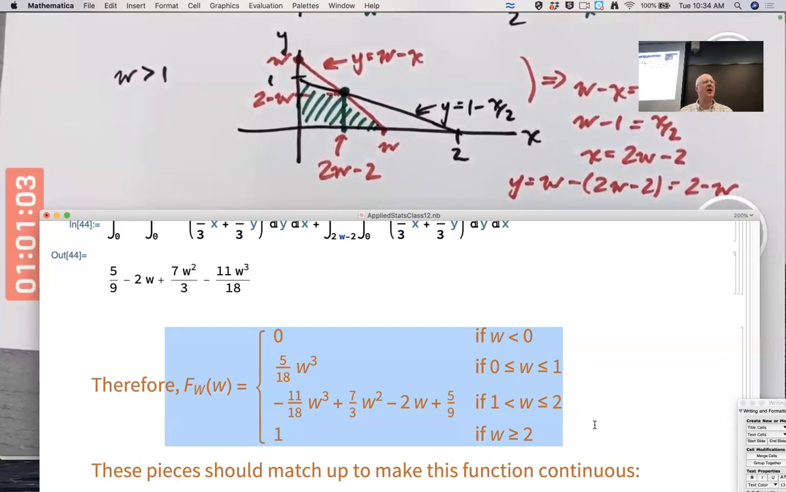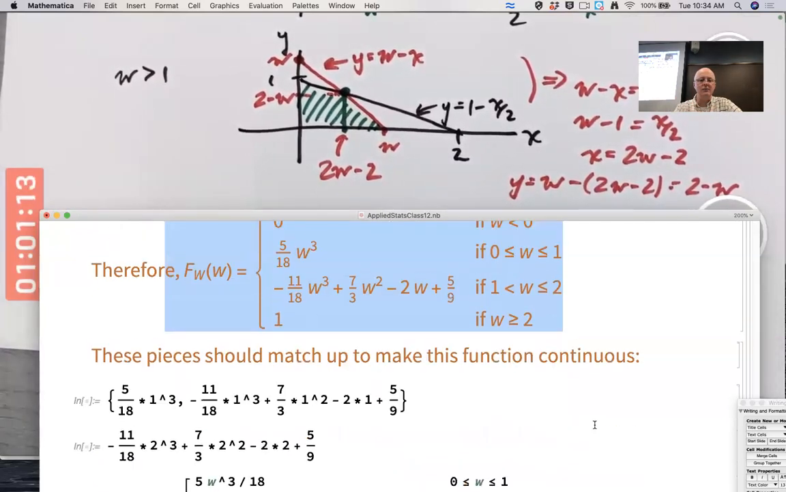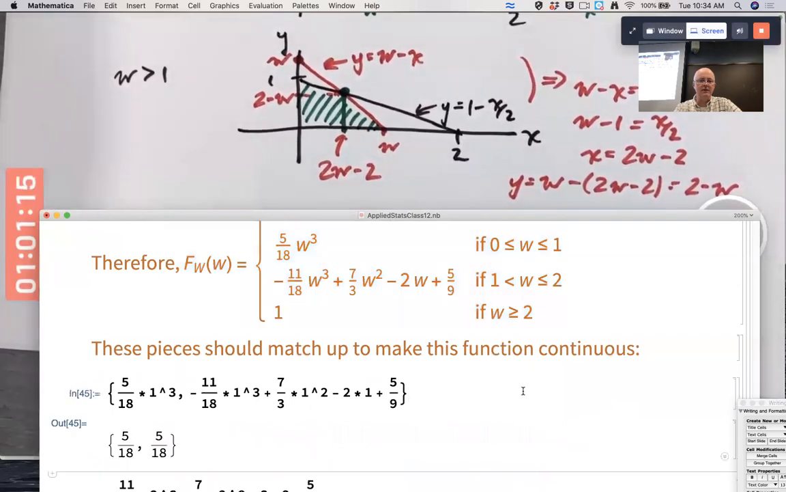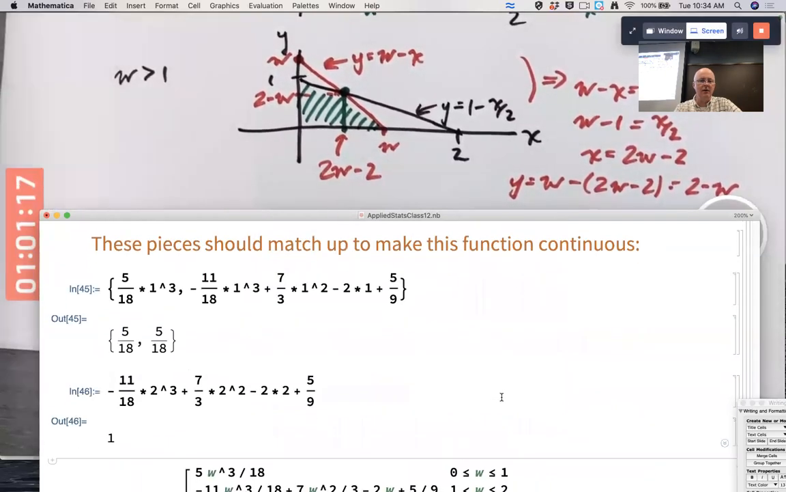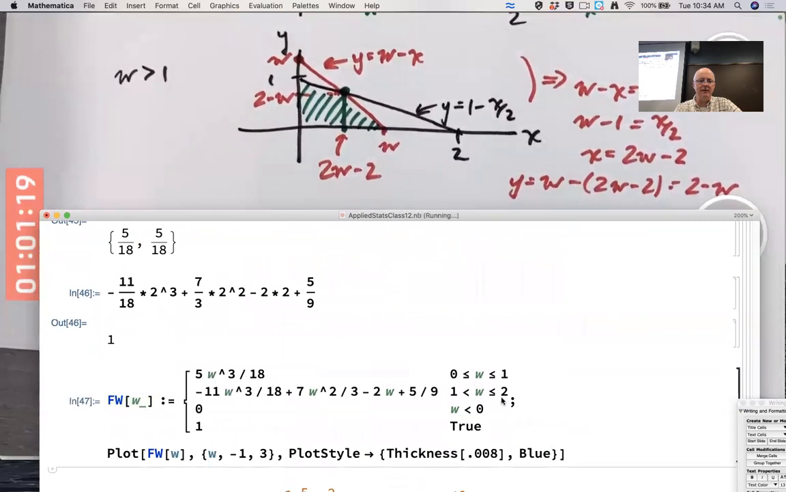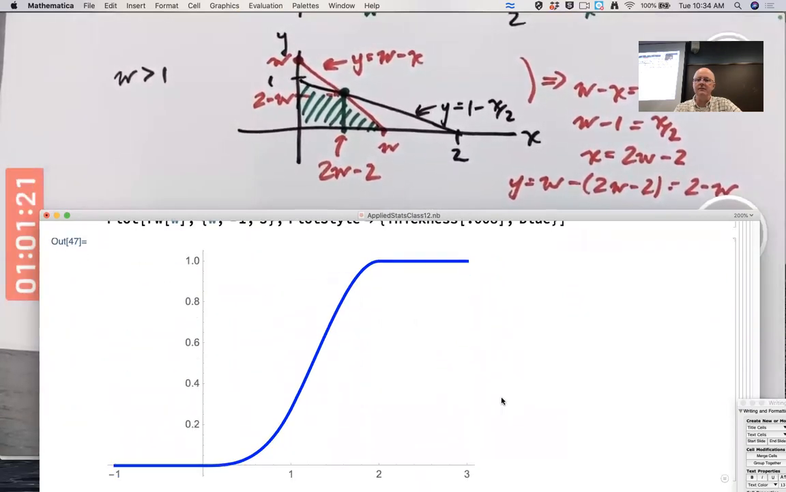You might wonder, and you might hope, is this continuous? Shouldn't it be continuous? These pieces have to match up at 0, 1, and 2. And they do. You can plug in numbers to confirm they match up, or you can just graph it. It's a continuous function.